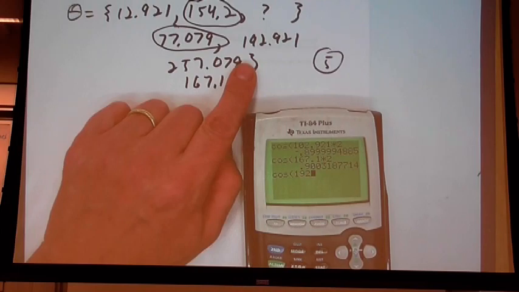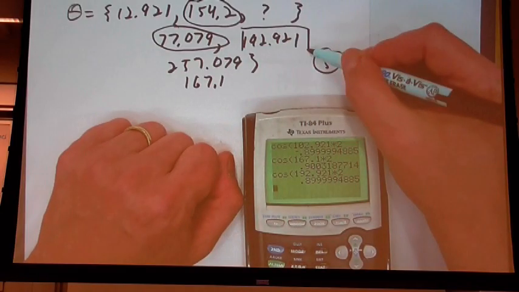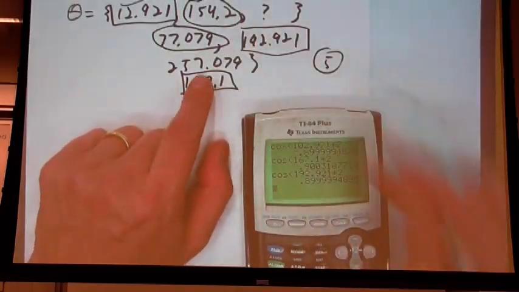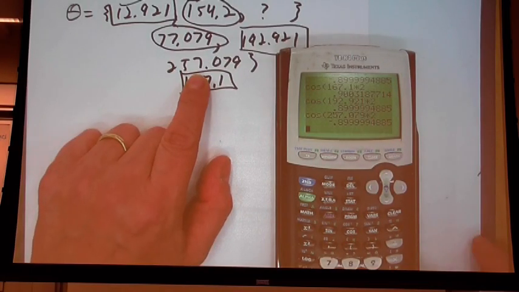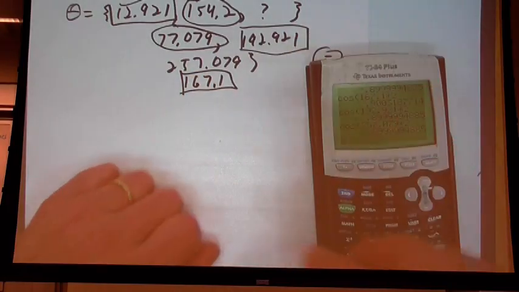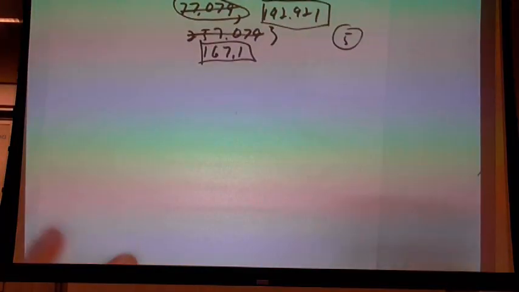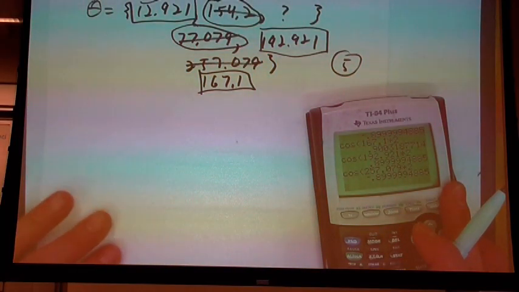Cosine 192.921 times 2. Yeah, that's a good one. Yes. That's a good one. Let's just try this last one. Cosine 257.079 times 2 will not work. Now that's negative again. Yes. All right. So we have 3 solutions. Maybe they're all the solutions, maybe they're more.